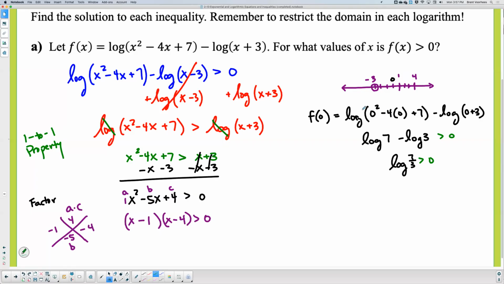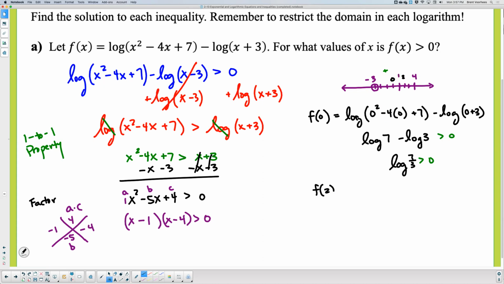Now, because this is a positive number, I'm going to just put a plus here. This part of the inequality, we're going to have a positive set of answers. Anything between -3 and 1, those critical points. So now I'm going to try one between 1 and 4. How about we try the number 2? I'm now going to try the number 2 because that's between 1 and 4.